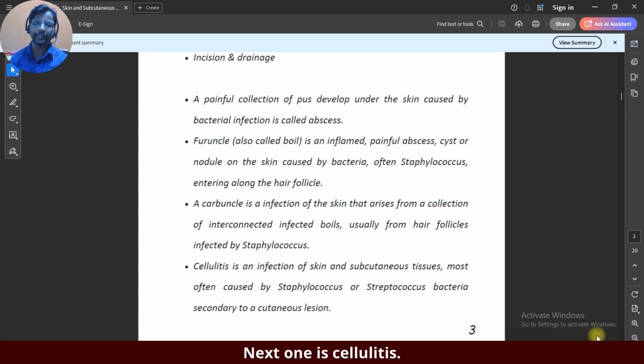Next one is cellulitis. Cellulitis is an infection of skin and subcutaneous tissues, most often caused by staphylococcus or streptococcus bacteria, secondary to a cutaneous lesion. So this cellulitis also most of the time occurs due to staphylococcus or streptococcus bacteria, and in the cellulitis description, you will see the infection on the skin and subcutaneous tissues.